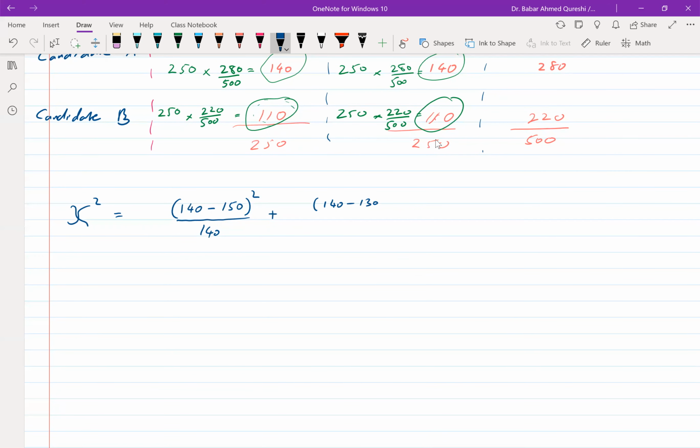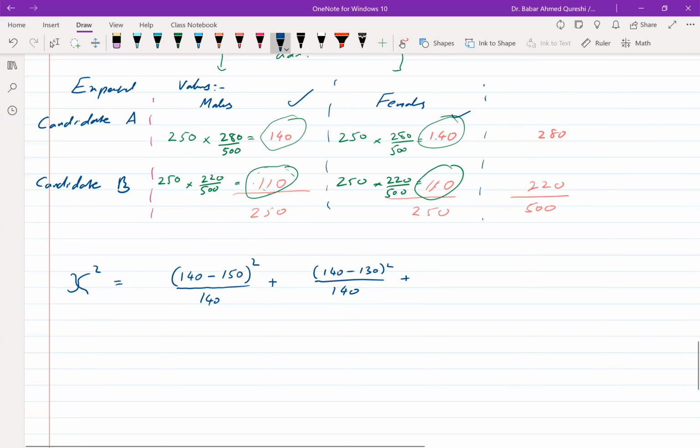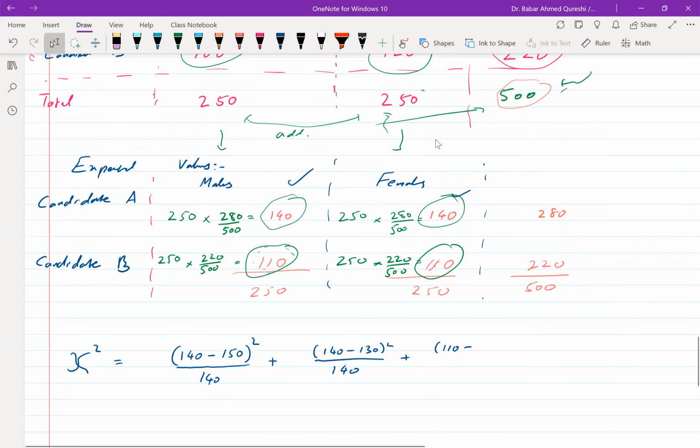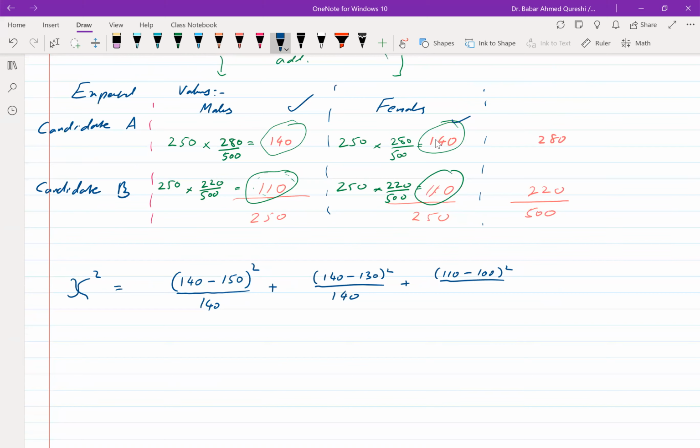140 minus 130 square over 140 plus 110. This is the expected minus what I saw, 100. 110 plus 110 minus 120 square over 110. These are the expected. And this gives me the chi-square.